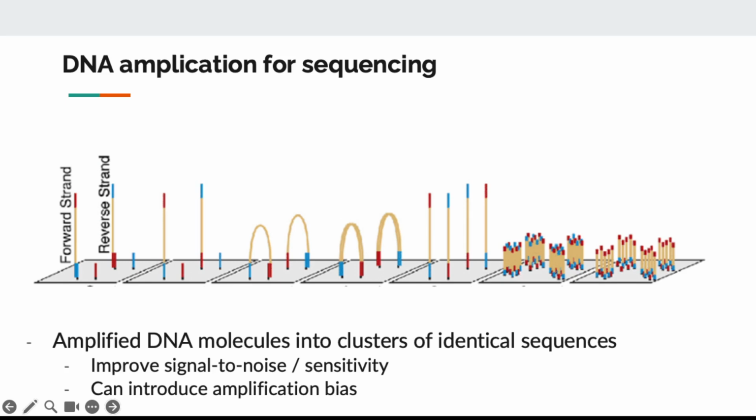So when you do the sequencing, instead of getting a signal from one polymerization reaction, you get a combined signal from 10 or 100 reactions.